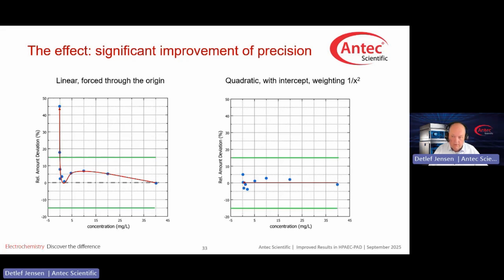which you don't force through the origin, and apply a weighting of 1 over amount squared or 1 over x squared, look what happens with the relative amount deviation of each calibration level. We did not change the integration or manipulate the concentrations of the standards. We simply chose a different calibration model. Just a look at what it does to the relative amount deviation. Now, you see that the bullet points are close to the theoretically best possible value, 0.